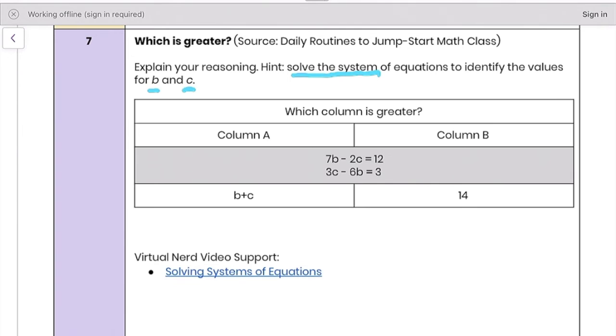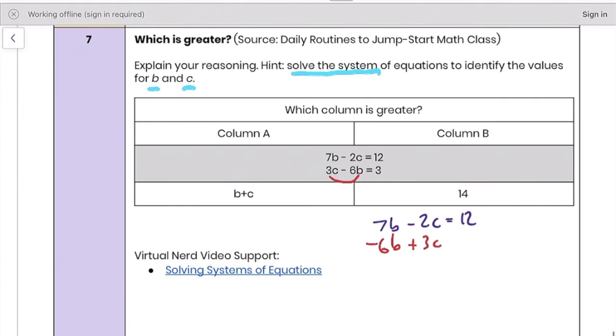So here's what I'm writing. I'm going to keep the B first. So 7B minus 2C is equal to 12, on top of negative 6B plus 3C. I just switched those two so that the B's and the C's line up, is equal to 3. And for elimination to work, you want to multiply by something to cancel one of the variables. I'm going to try to cancel out the C. So I'm going to multiply the top by 3, and the bottom by 2. So I get these new equations.